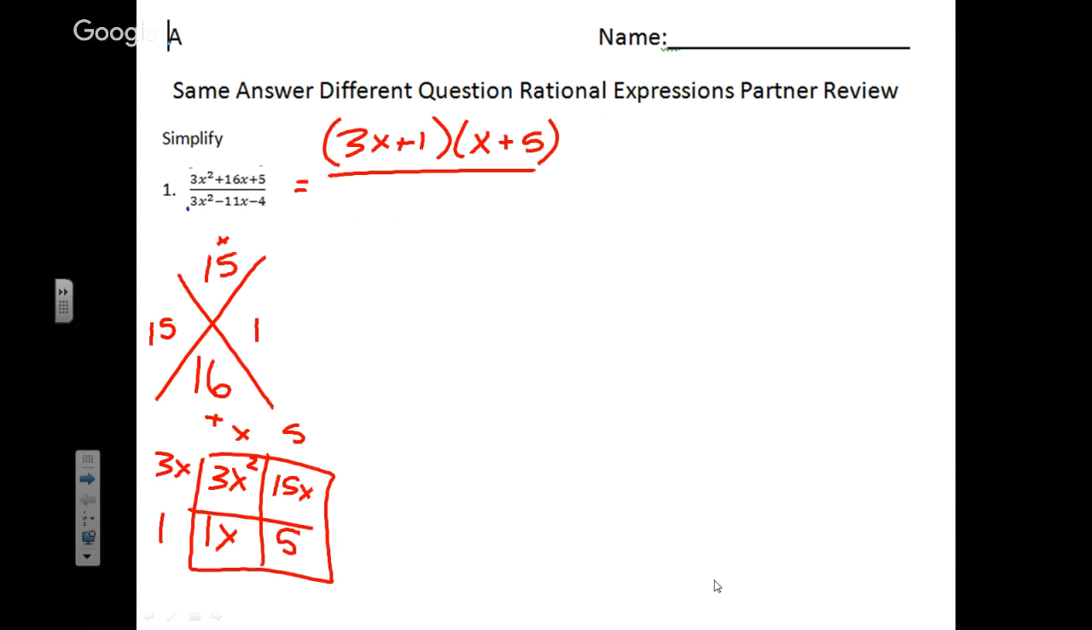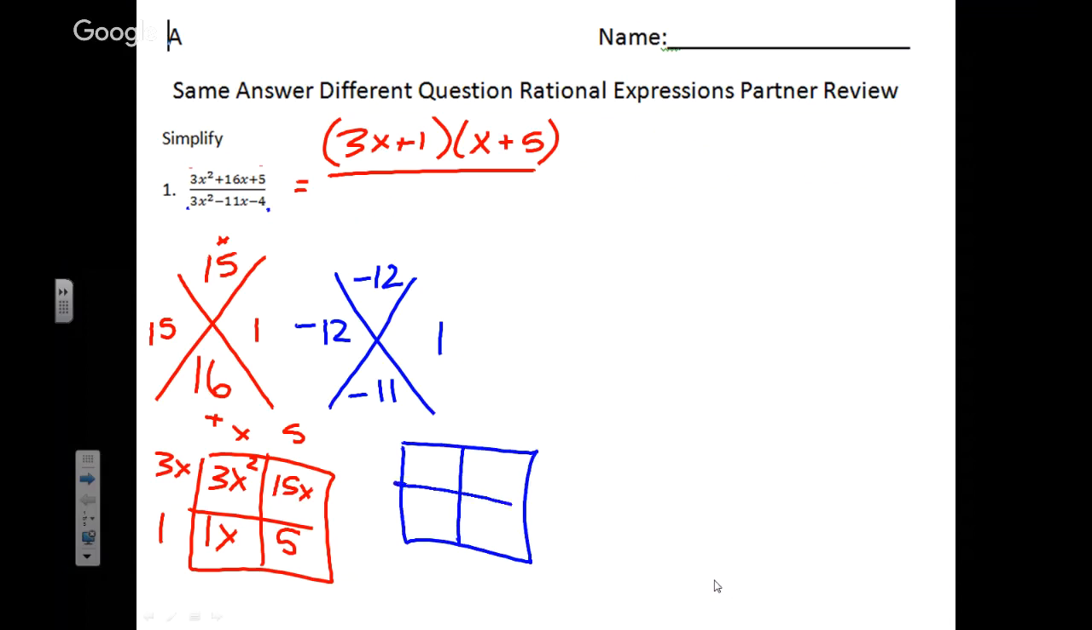And now I've got to factor the bottom. The bottom, I have a 3 and a 4, so that's negative 12 and a negative 11. So that's 12 and 1, where the 12 is negative. Make my box: 3x squared, negative 12x, 1x, negative 4. That gives 3x, x, negative 4, 1. Again, I flew through that because hopefully at this point we know how to factor.